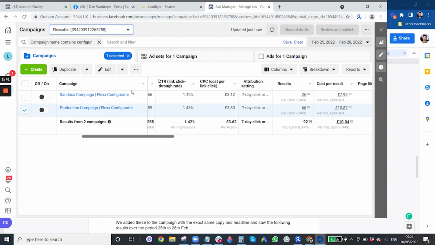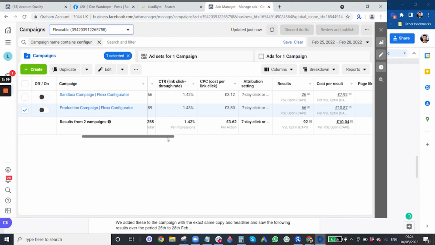But the results: for the same kind of spend, we were getting almost double the leads, half the cost per lead. So it was £20 in the previous period, and this one simple creative change dropped it to about £10.